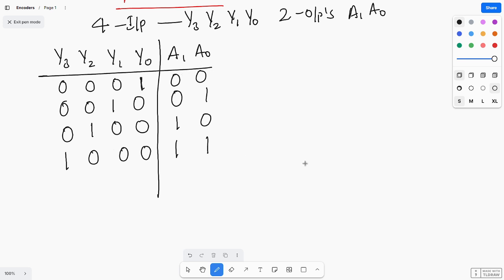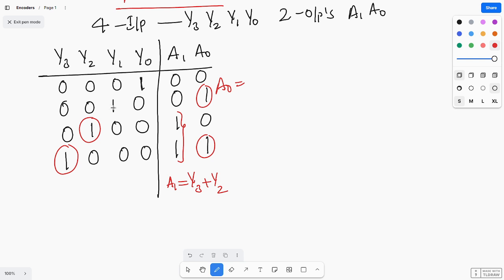If you want the logic expressions, a1 equals y3 plus y2, since y3 is 1 and y2 is 1. Next, a0 equals y3 plus y1, that is y3 or y1. Now I can draw the logic diagram.